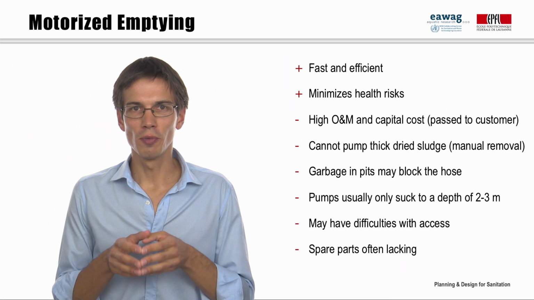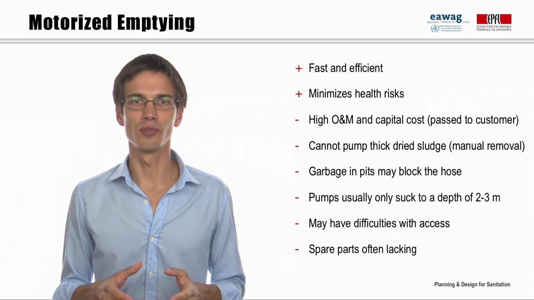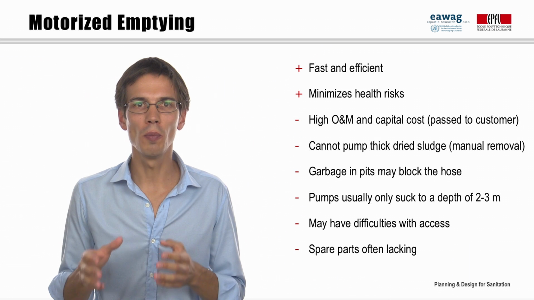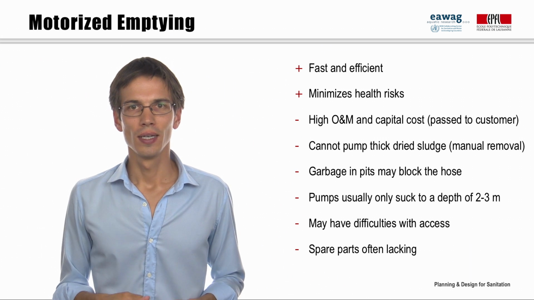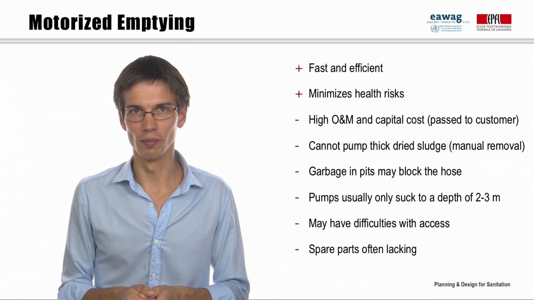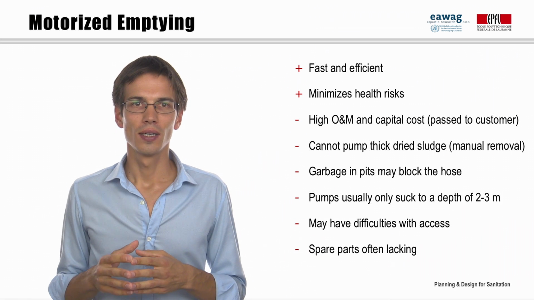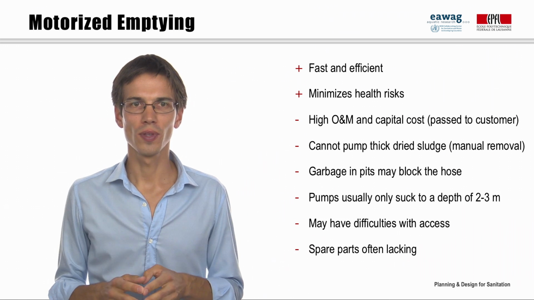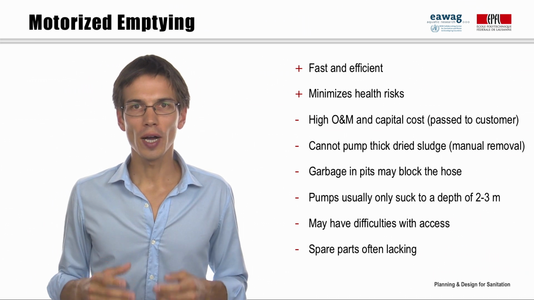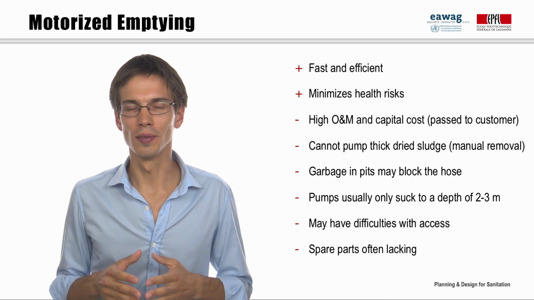The main advantages of motorized emptying are that it is fast and efficient and minimizes health risks. However, it has high capital costs as well as operation and maintenance costs. These costs are often passed on to the customer, who sometimes cannot afford them. Besides, the trucks cannot pump thin sludge, garbage in pits may block the hose, and the pumps usually only suck to a depth of 2 to 3 meters. Trucks may also have difficulties with spatial access, and spare parts may not always be available.